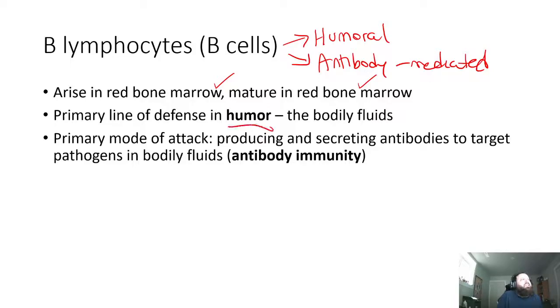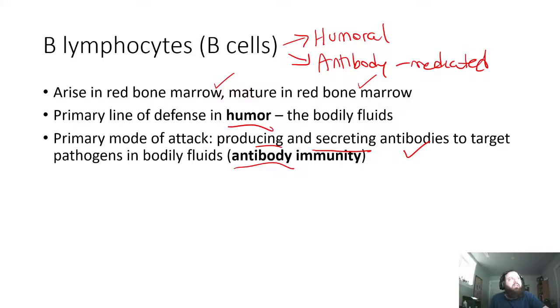So humor is just another way of saying the bodily fluids. So this is like if you're in your bloodstream or interstitial fluid, this would be your primary line of defense. And the way in which B cells attack is by producing and releasing antibodies. And we'll talk about what antibodies are doing and what they are in just a moment, to target various pathogens in the body. And that's why the second name of it is antibody-mediated immunity.